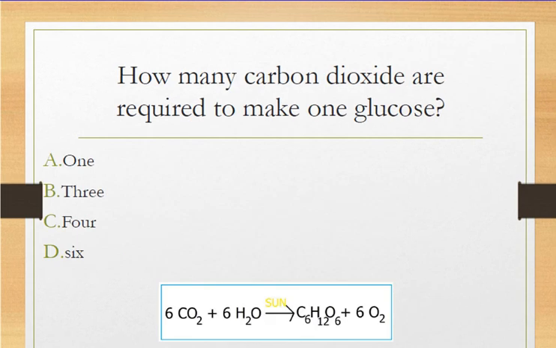How many carbon dioxide are required to make 1 glucose? This is where it's important to know our photosynthesis reaction. Simply look at the number. 6 carbon dioxide. There is no number in front of glucose. We assume it to be 1. So we're making 1 glucose from 6 CO2.